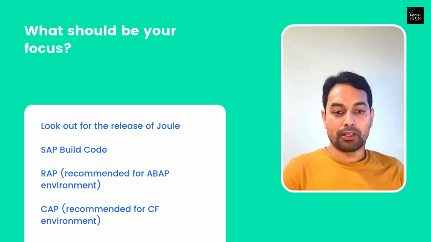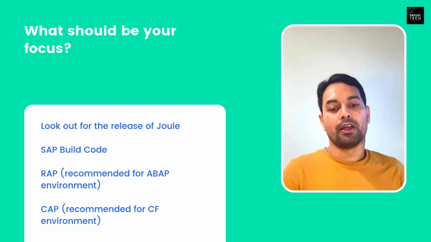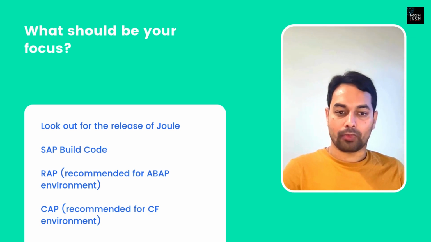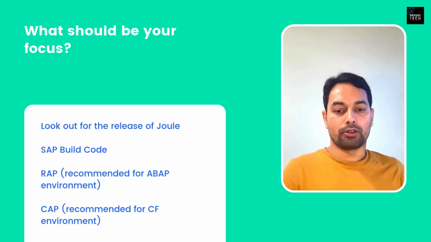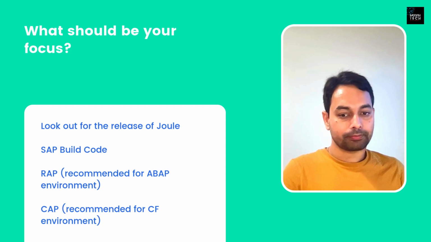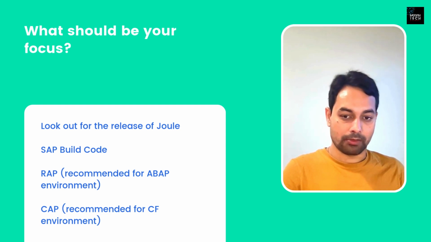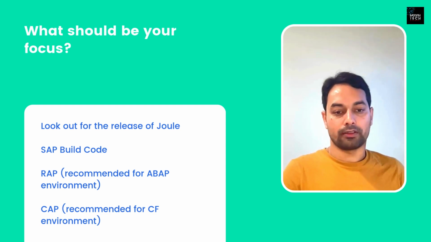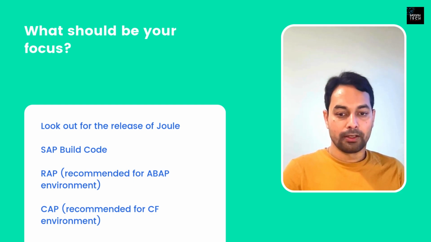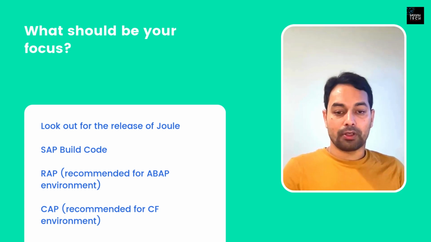Even with SAP Build Code, March end is the date. General availability will be there, where developers can use SAP Build Code. I had the opportunity to go into the pilot program, and I have used SAP Build Code. From there only, I got the information that it will be available by March end. If you're an ABAP developer, probably it would be beneficial to look at the RAP application framework and how you can build applications there.